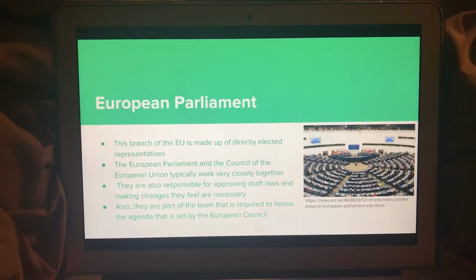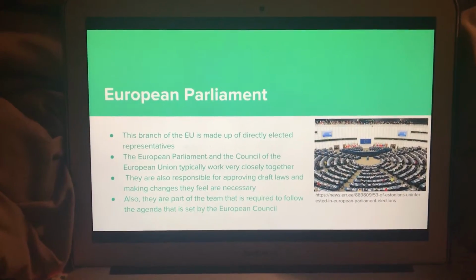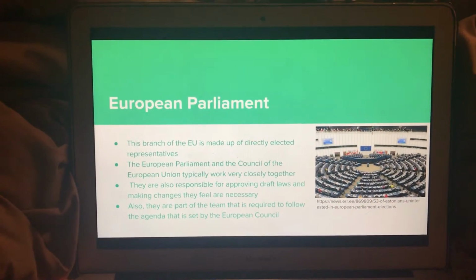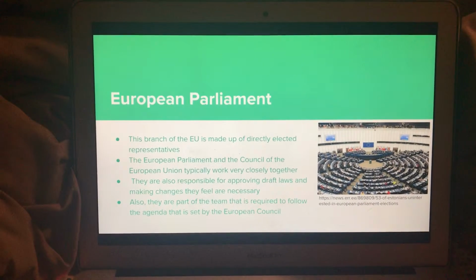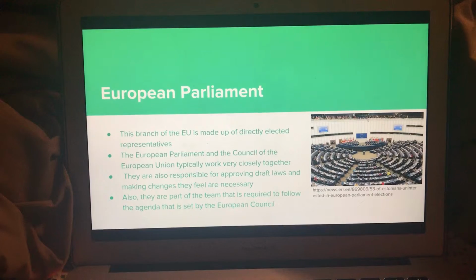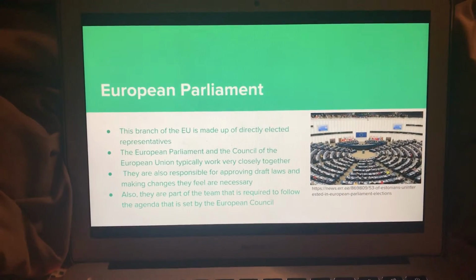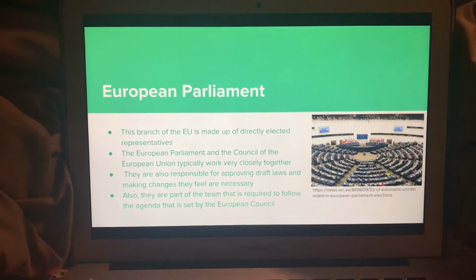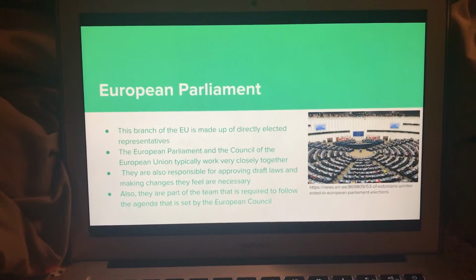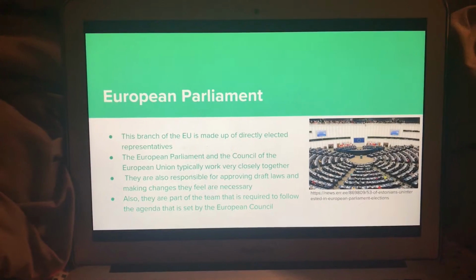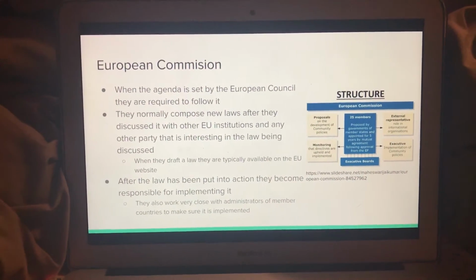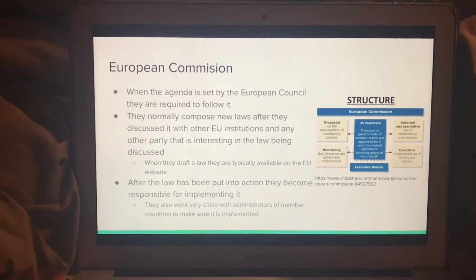The European Parliament. This branch of the EU is made up of directly elected representatives. The European Parliament and the Council of the European Union typically work very closely together. They are also responsible for approving draft laws and making changes they feel are necessary. Also, they are part of the team that is required to follow the agenda that is set by the European Council.